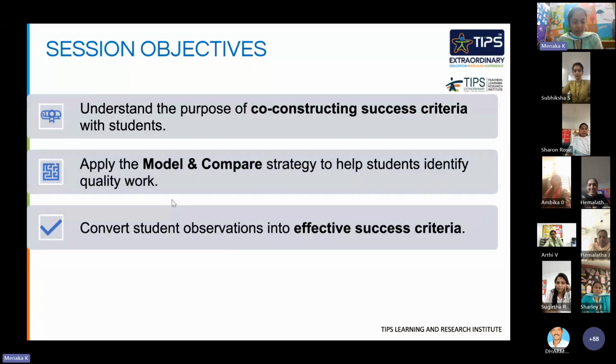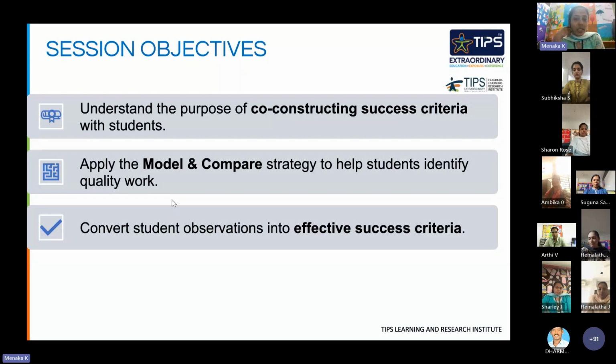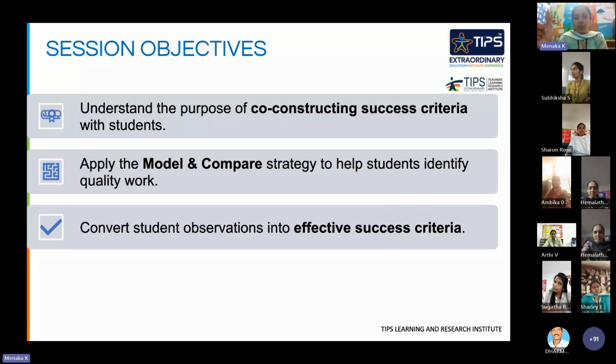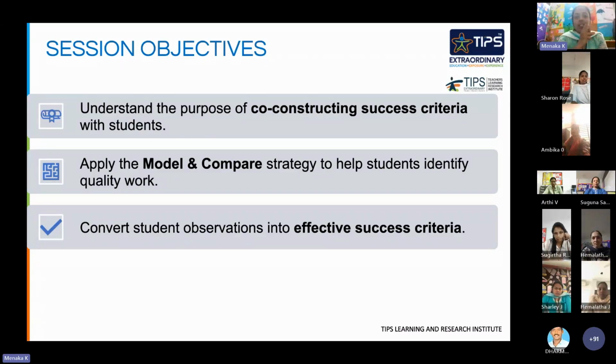Okay, let's begin. Our session objective is to understand the purpose of co-constructing success criteria with students. What do you mean by co-constructing success criteria? We'll understand what is co-constructing first, and then we'll understand the purpose of co-constructing success criteria, and then apply the model and compass strategy to help students identify the quality work. What is model and compass strategy? And then convert that observation into our effective success criteria.